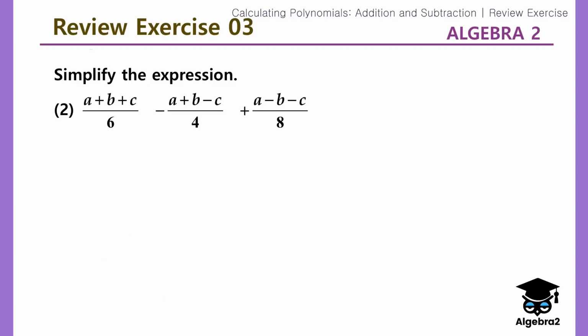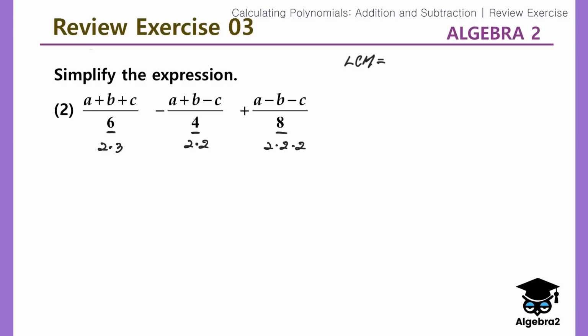Number 2, let's find the common denominator of 6, 4, 8. 6 is 2 times 3. 8 is 2 times 4, and 4 is 2 times 2, right? So 2 times 2 times 2. So I'll list the common multiple, which is our common denominator.